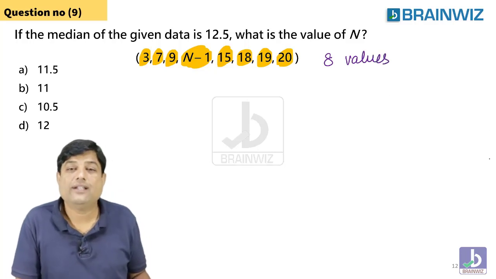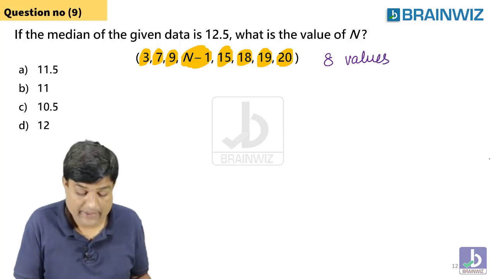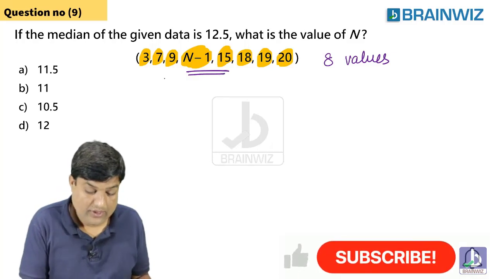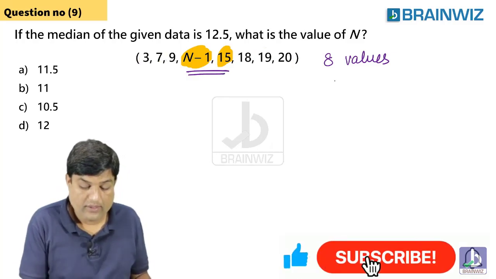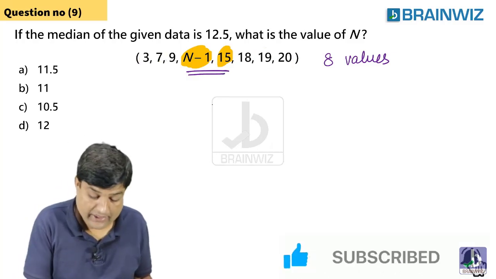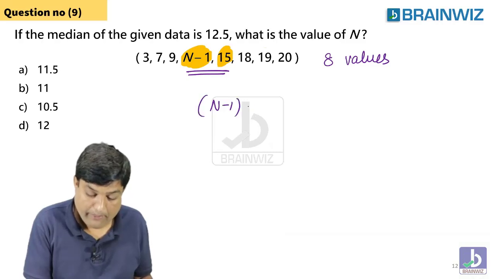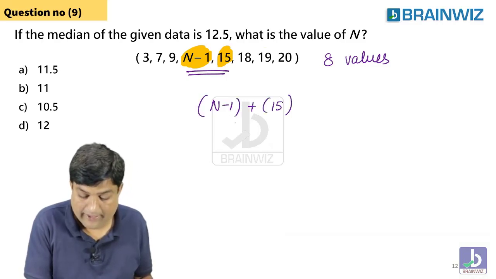So when 8 values are there, how do we find the median? It is nothing but the average of the middle values. So let's try to see the average of the middle values, that is n minus 1 plus 15 divided by 2.